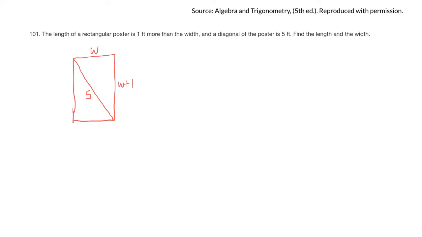Since this is the relationship of this right triangle, that is Pythagoras. So I can go a squared plus b squared equals c squared. So a, let's call it that one. So w squared plus b, let's call this one. So w plus 1 squared is equal to c squared, and c is always your hypotenuse. So 5 squared is 25.